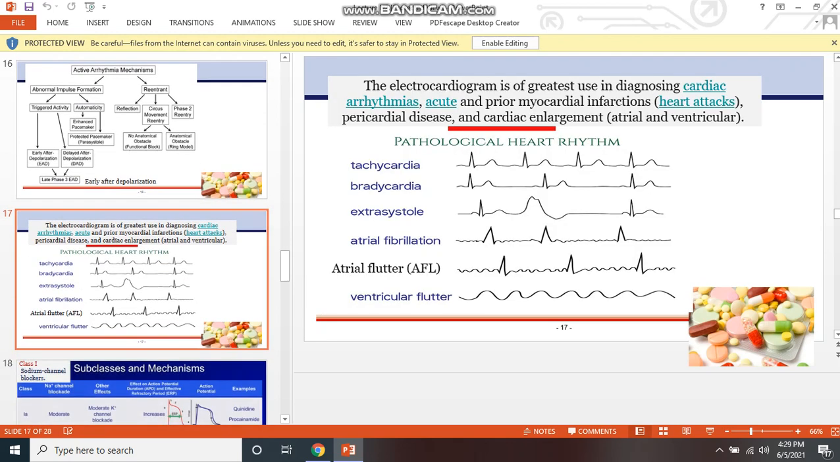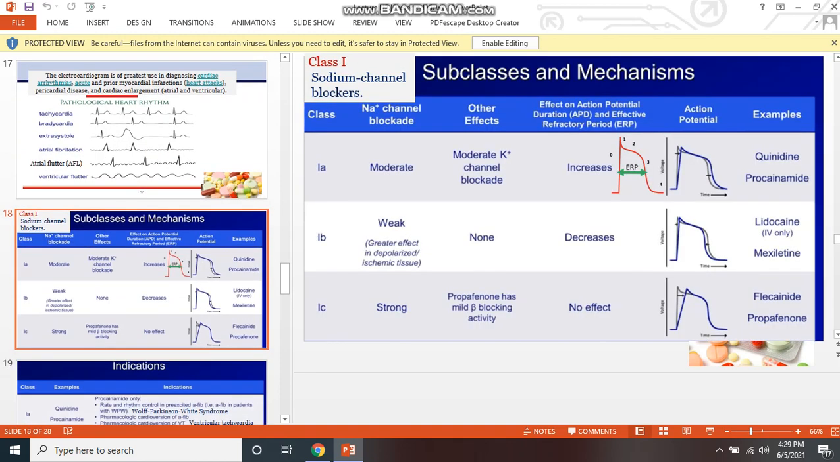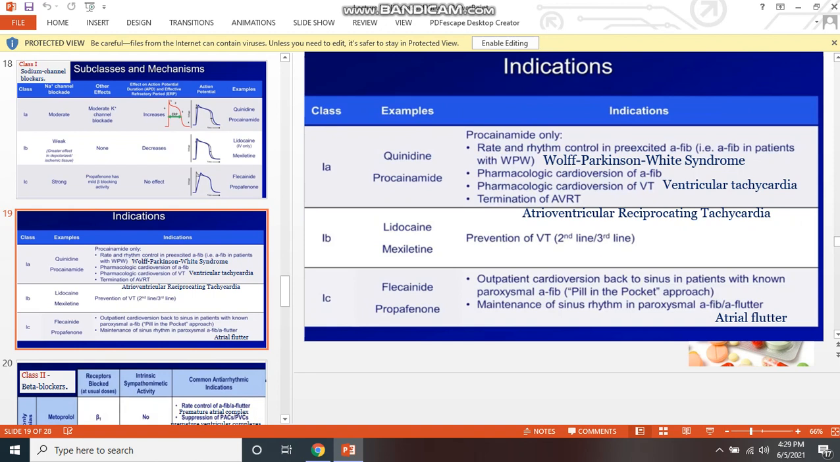The electrocardiogram is of the greatest use in diagnosing cardiac arrhythmias, acute and prior myocardial infarction, heart attacks, pericardial disease, and cardiac enlargement. Indication: class and example. Class IA and example is procainamide. Procainamide is used for rate and rhythm control of atrial fibrillation, and prevention of fainting. Flecainide is used for outpatient cardioversion back to sinus rhythm in patients with paroxysmal atrial fibrillation.